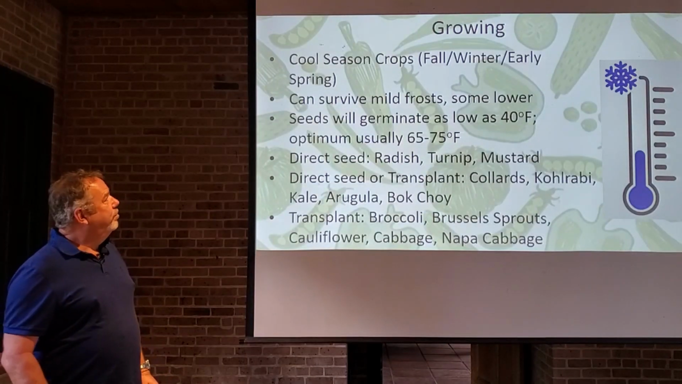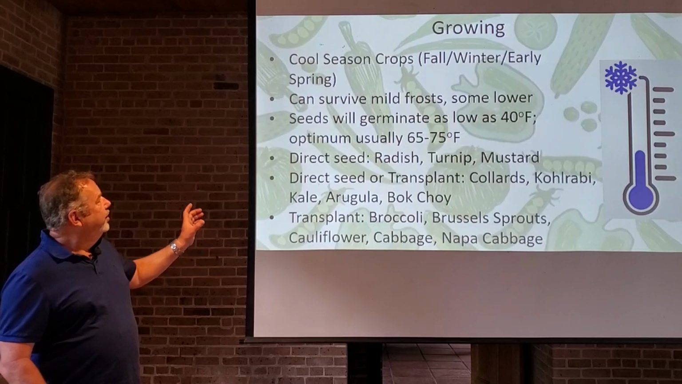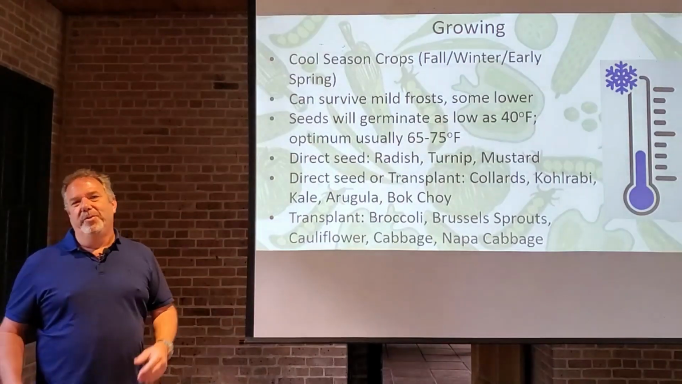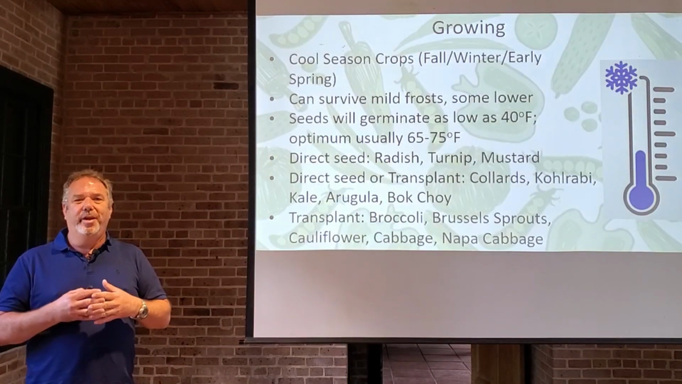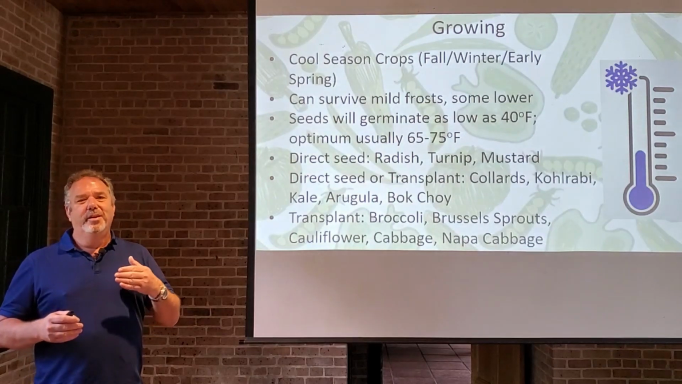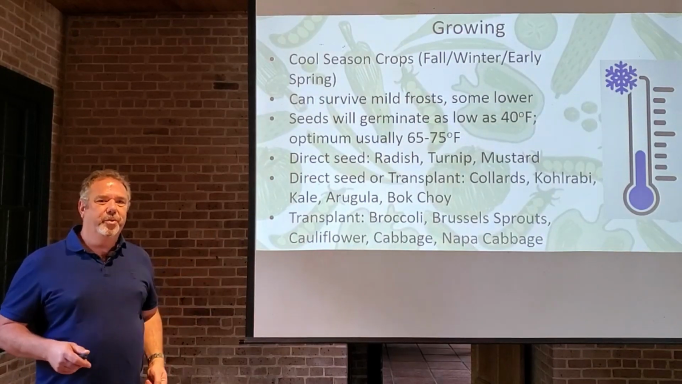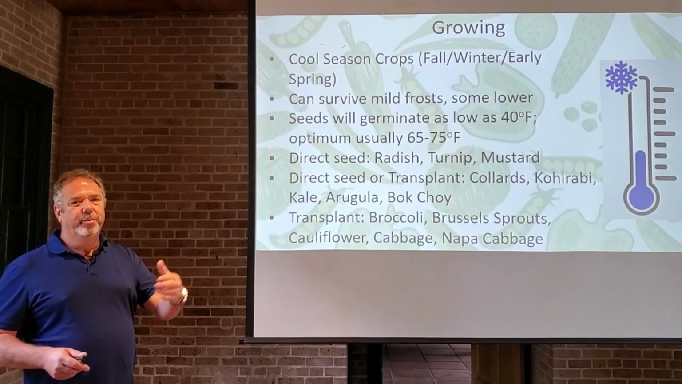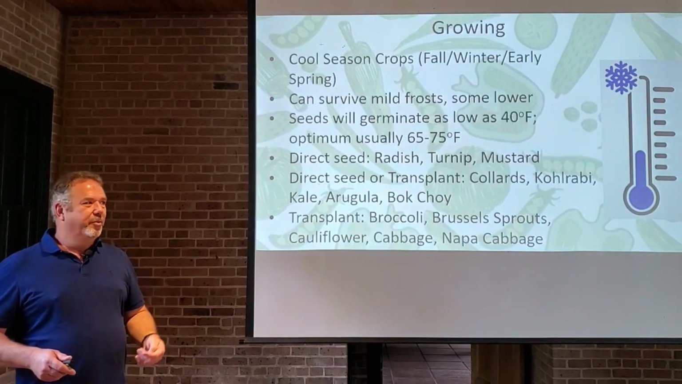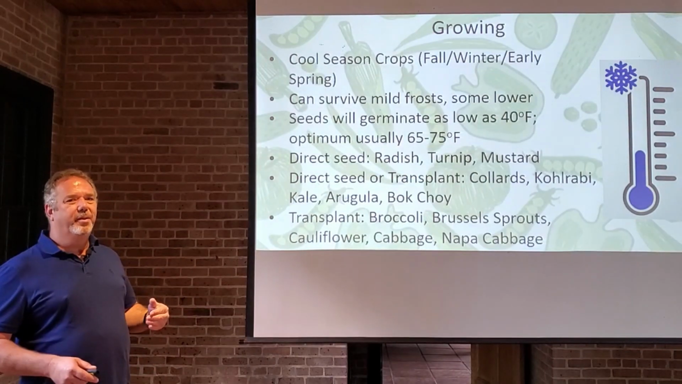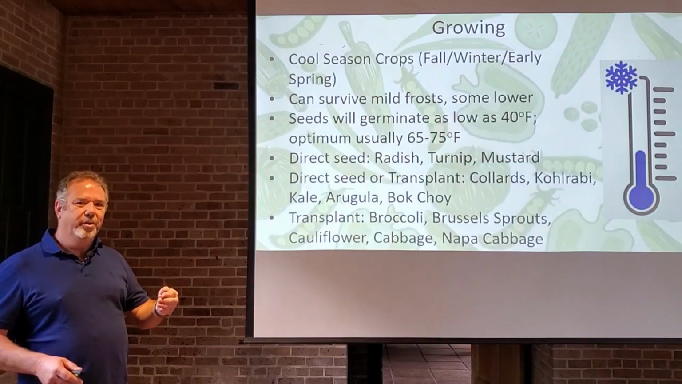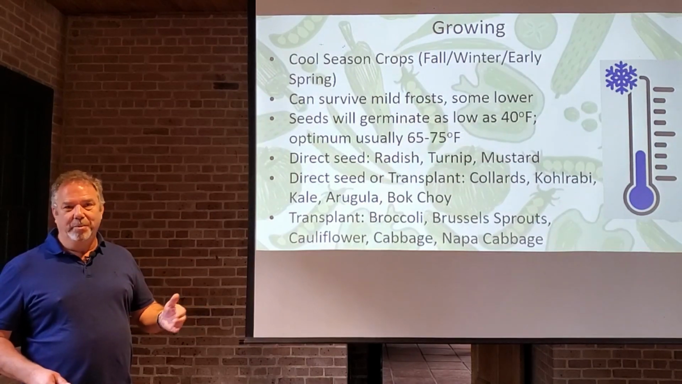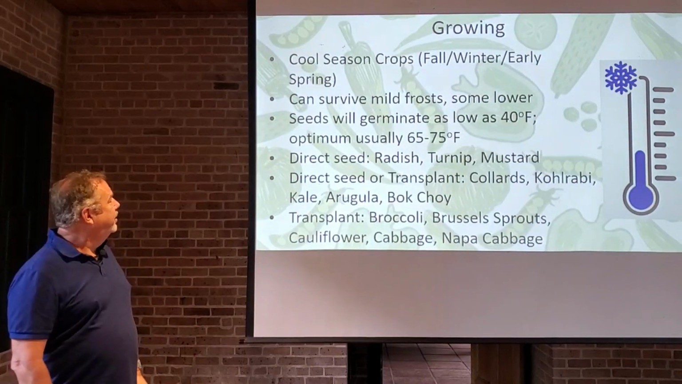For growing the brassica crops, they are a cool season crop. That's super important to remember, that these do not grow in the summertime, that this is a fall, winter, and spring crop. So we plant them in the fall, we grow them through the winter, and we can harvest some in the spring. But after that, once the warm weather comes in, we can't grow them anymore. We need to switch to the warm season crops.